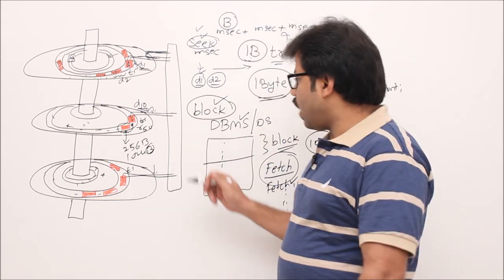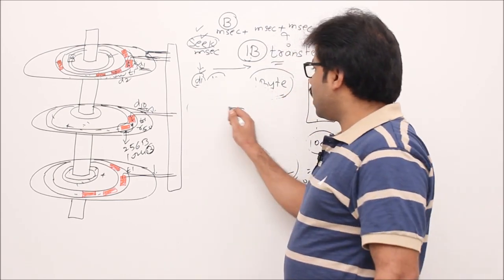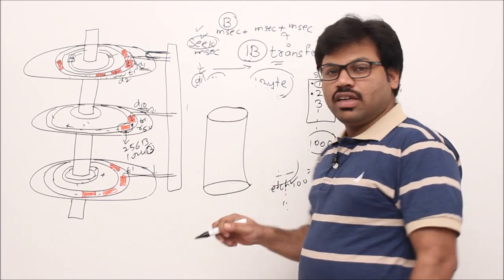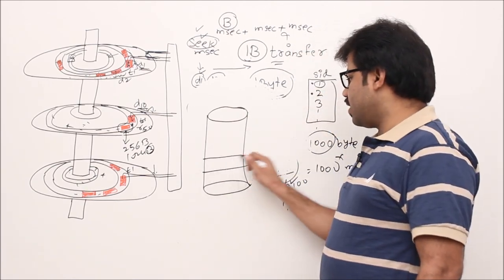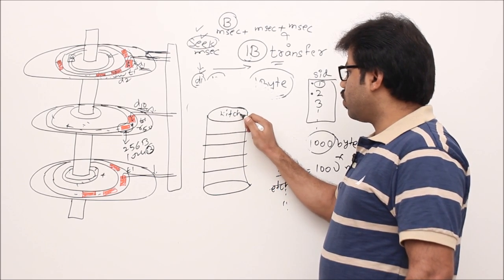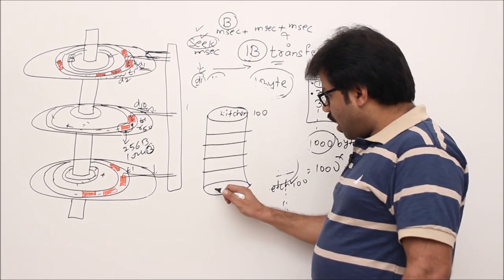I can give one more analogy for this one. Usually I give it. It is like constructing one building with 100 floors. Let's say your father is an engineer and he has constructed one building like this. This is the kitchen on the 100th floor, and your dining hall is here.